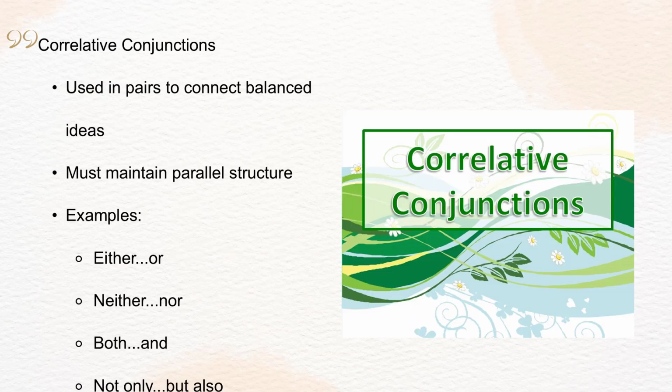Correlative conjunctions. Let's explore correlative conjunctions. These always work in pairs to connect equal sentence parts. Examples include either, or, neither, nor, both, and, not only, but also. They help balance ideas and provide structure. Maintaining parallel grammar is essential when using them.